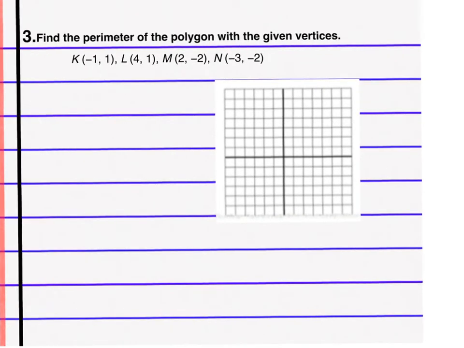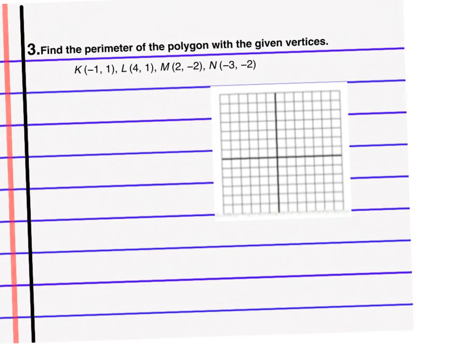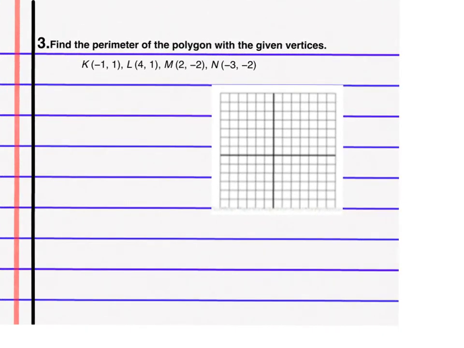Find the perimeter of the polygon. We only have to do perimeter with the given vertices. So let's graph this, see what it looks like, see if there's any shortcuts we can do. All right, so -1, 1 is K, 4, 1 is L, 2, -2 is M, -3, -2 is N. So this looks to me like a parallelogram.